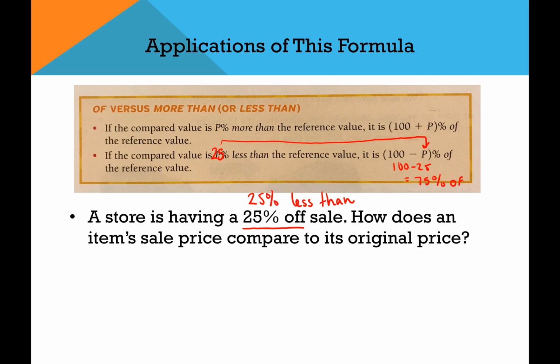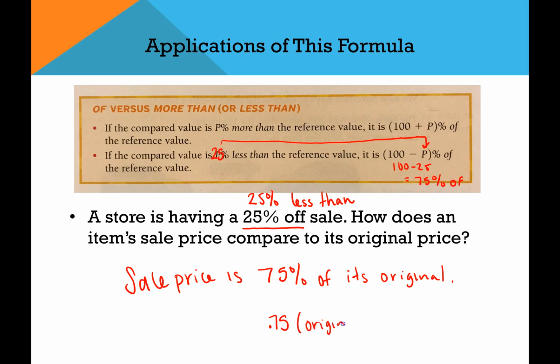So how does an item's sale price compare to its original price? So the sale price is 75% of its original. And that makes total sense, right? So we'd have basically 0.75 times the original would give us the sale price. That makes total sense. And you don't need to write that last part down. I was just kind of checking that our answer made sense.